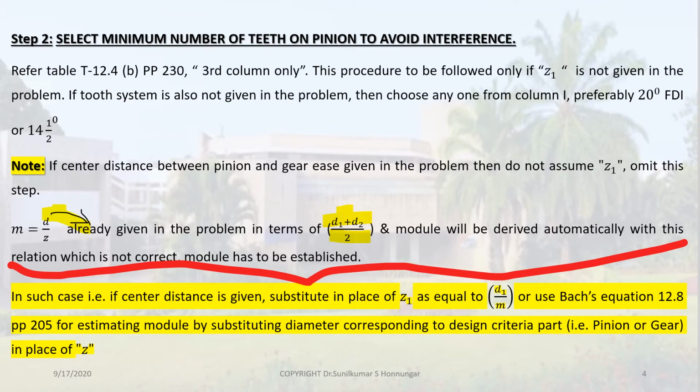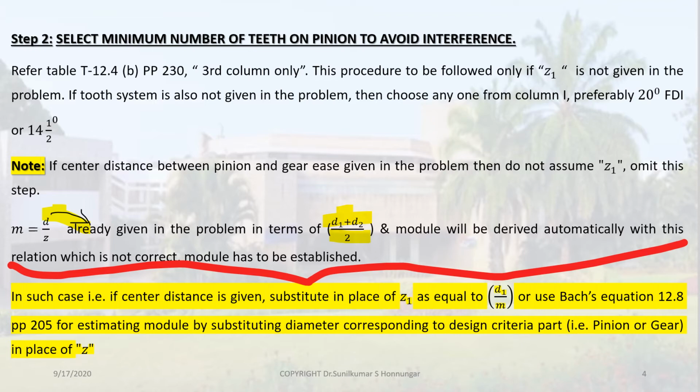Further, you have step number 2, which I am again reading out and trying to narrate to the best possible. In this step number 2, you have to select the minimum number of teeth on the pinion. Remember, always on the pinion you have to make an assumption. Again, this assumption has to be done in case the number of teeth is not given. Only if it is given, you have to stick to that and solve the problem. So these are the general guidelines in the worst condition of data.